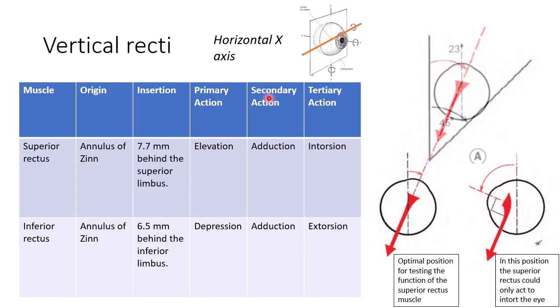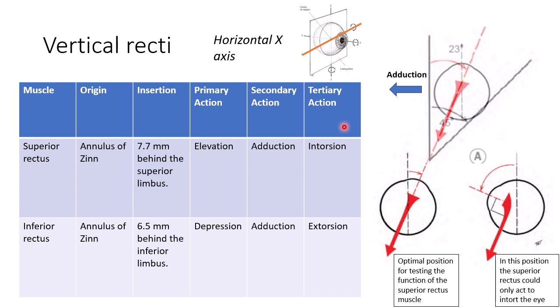Okay, so I've explained the primary action, I've explained the tertiary action. Now the secondary action of the recti is adduction. Why? This is a very simple reason, because the muscle belly is traveling from medial to lateral, right? The pull of the muscle is medially, right? The pull is towards the orbital apex, right? That is the origin. So the pull of the muscle is medially. That is why the secondary action is adduction. So that's the vertical recti, superior and inferior rectus.